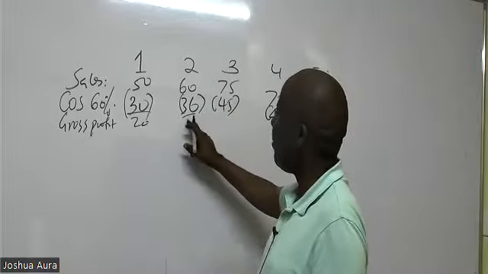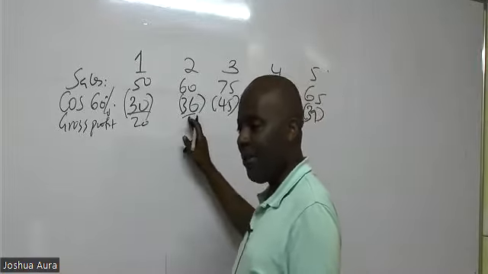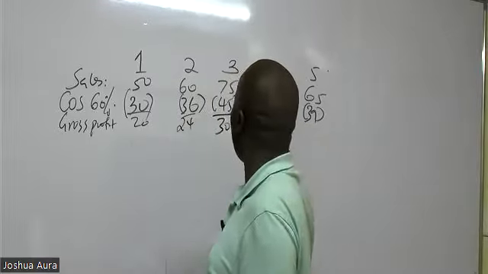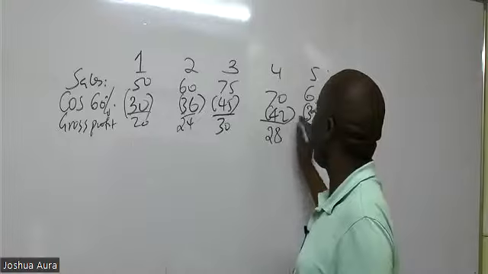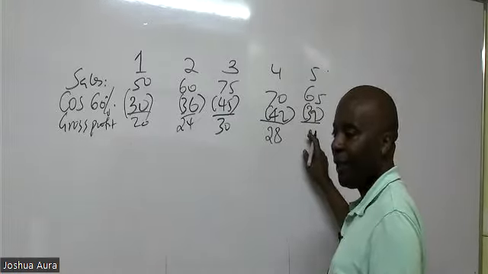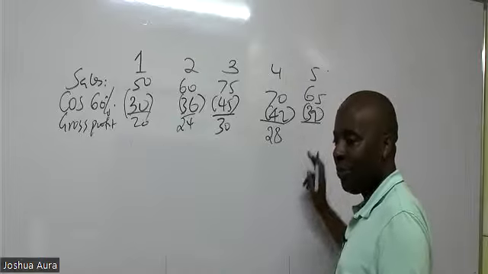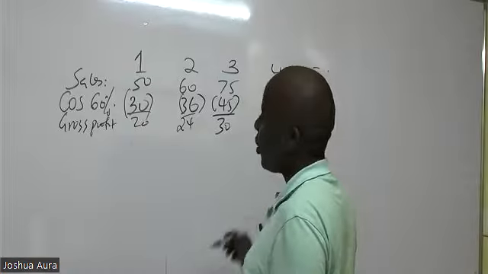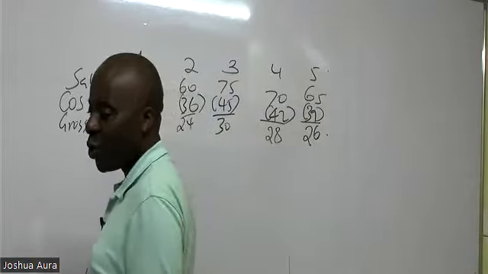Hebu kuja hapa. Kwanza niambie ni ngapi? 60 minus 36 is 24. Hii itakuwa 30. Hii itakuwa 28. Hii itakuwa ngapi ya mwisho hii? Ya 5 itakuwa ni 26.